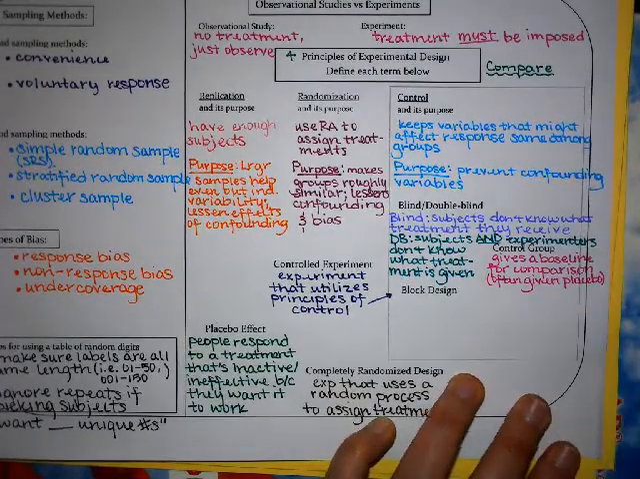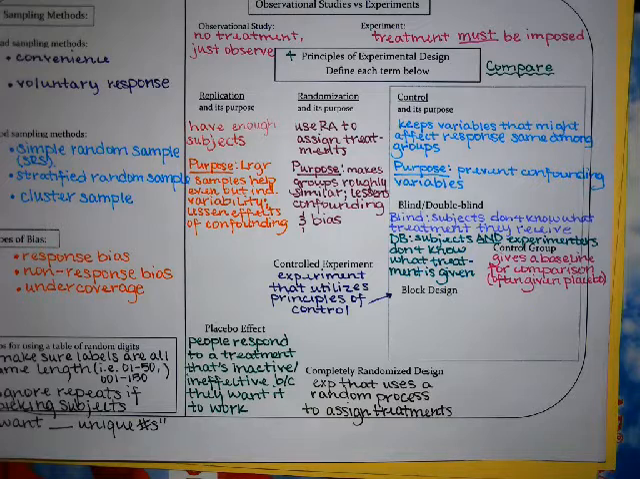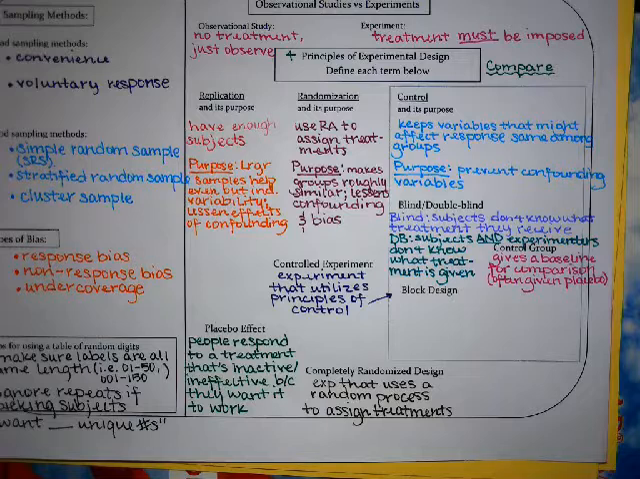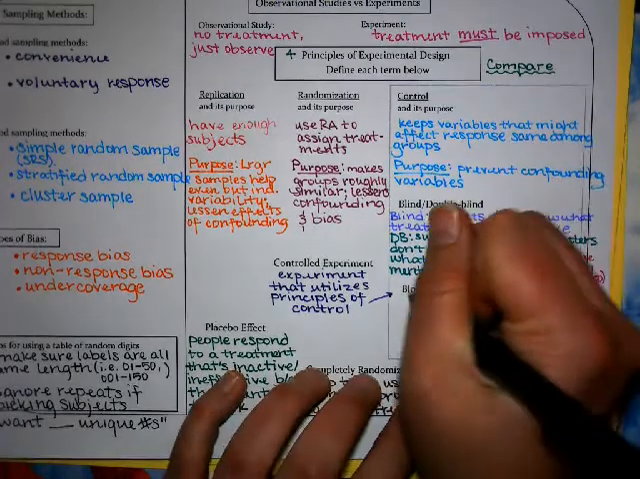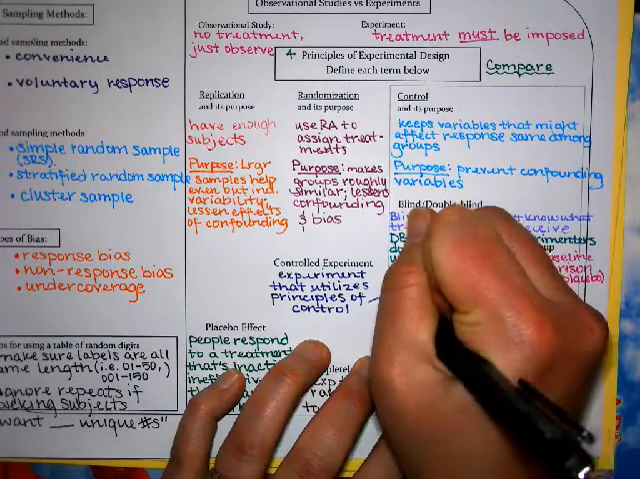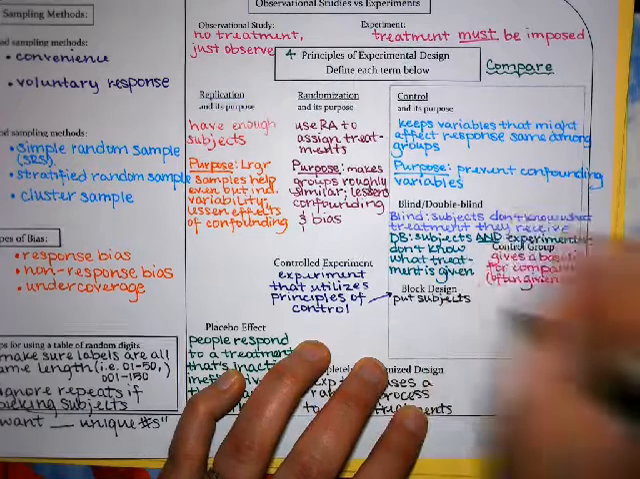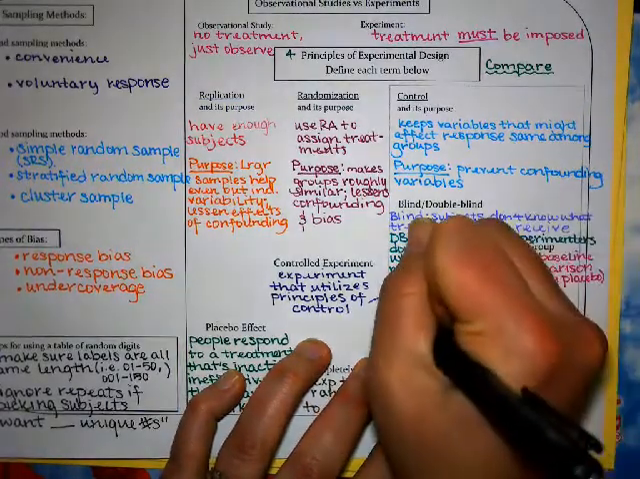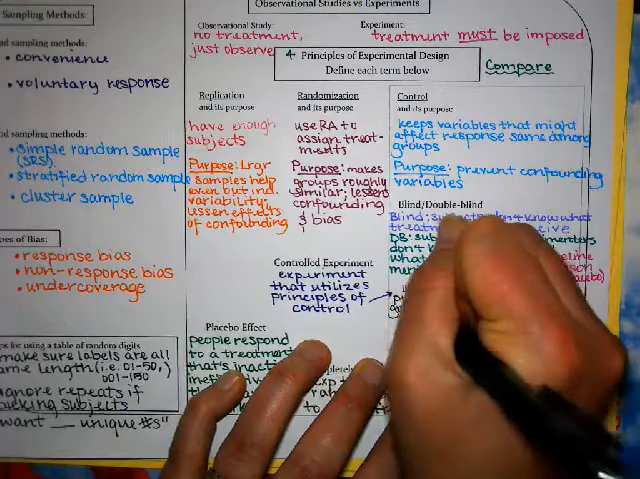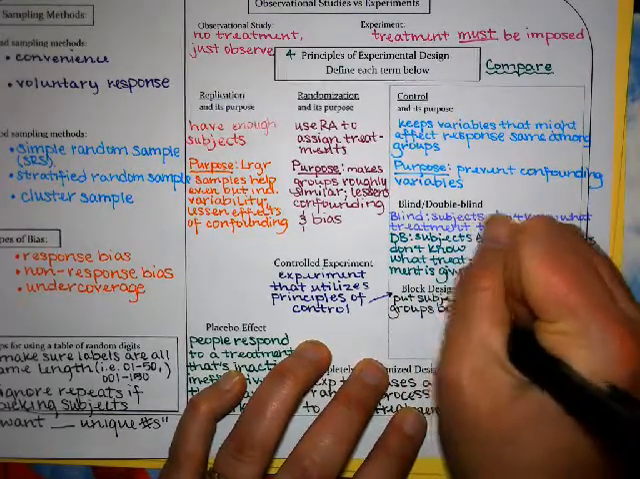Block design. So block design separates subjects into groups based on a variable that they have in common that we think will affect the response, and then you do the experiment for each block. Subjects common.